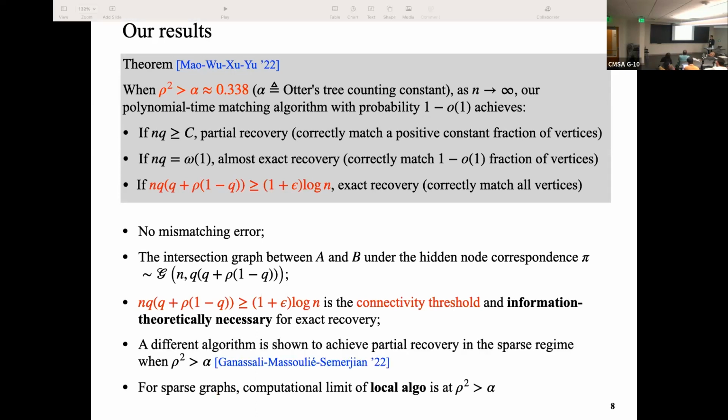And then there is a different algorithm in the paper of Ganassali, Massoulié, and Semerjian that succeeds under the same threshold, only for sparse graphs, but at the same Otter's constant threshold. And one of the pieces of evidence that shows this might be the computational threshold for sparse graphs is that one can show that this is the point where local algorithms start to fail, understood in the usual sense. I may not define it exactly, but let me continue.